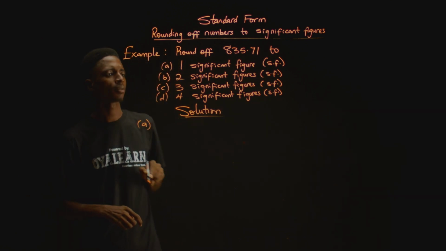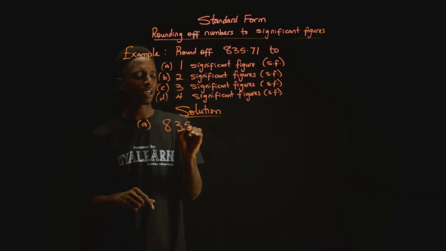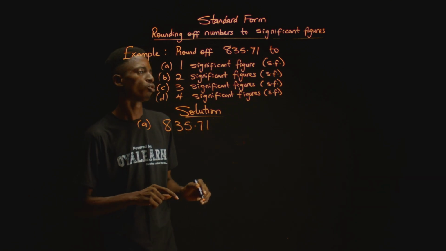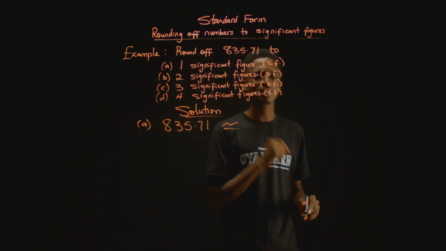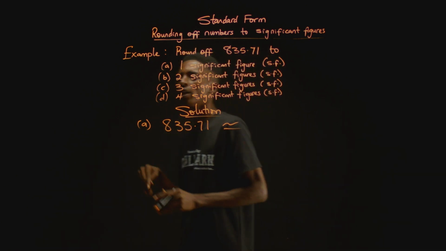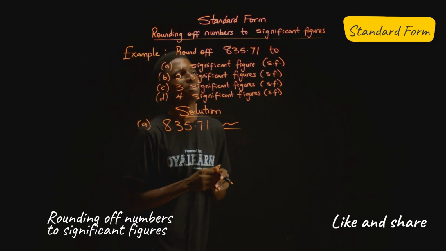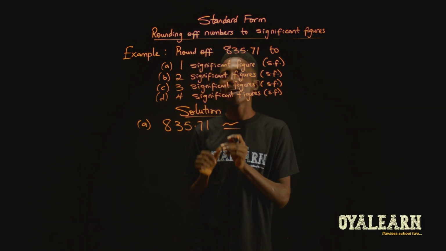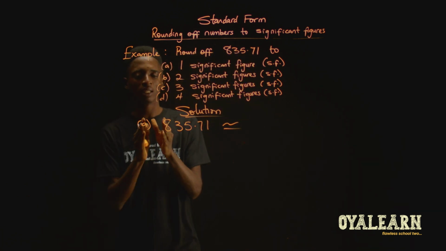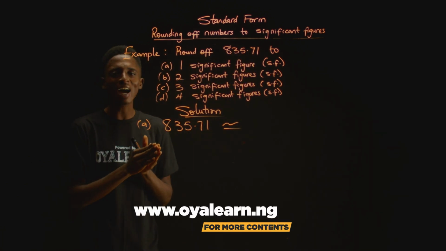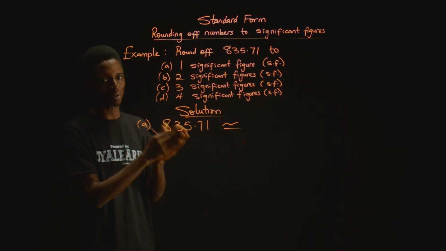For question A, we want to round off 835.71 to one significant figure. So the approximate sign. Now, first thing you will do is to identify the rounding of accuracy you are using. So since we are using significant figure and we are to use one significant figure, what you do is you start from the left and then you identify the first non-zero digit. And that is where we start counting from.